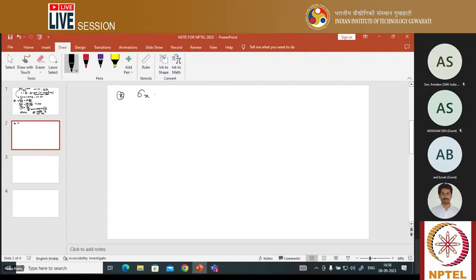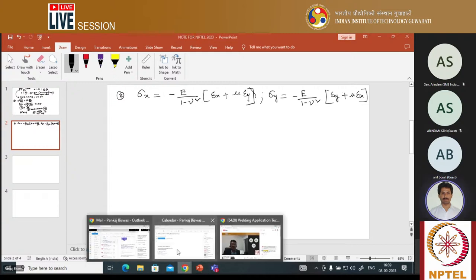He asked why sigma x is equal to minus E by 1 minus Poisson's ratio square into epsilon x plus mu into epsilon y. How is it coming, and why is this negative sign coming? He also asked why sigma y is equal to minus E by 1 minus mu square into epsilon y plus mu into epsilon x. This question is asked by one candidate. So I will definitely discuss these things in detail. Let's see if any other questions are there or not.